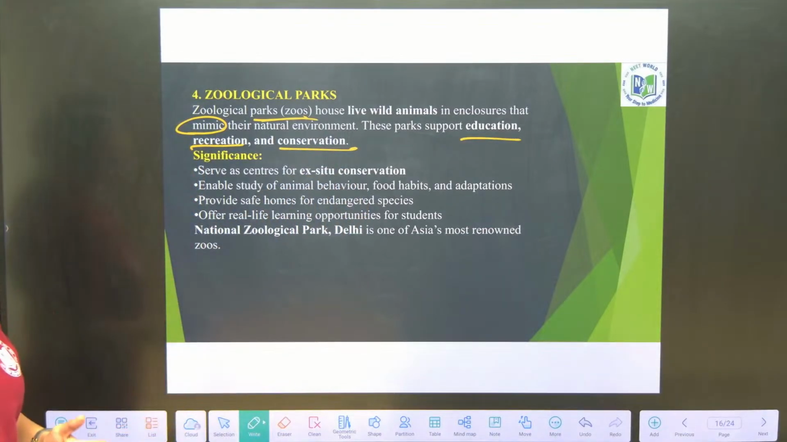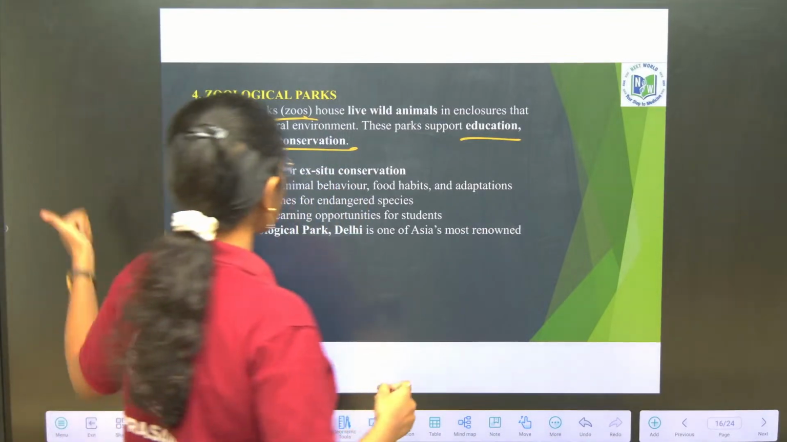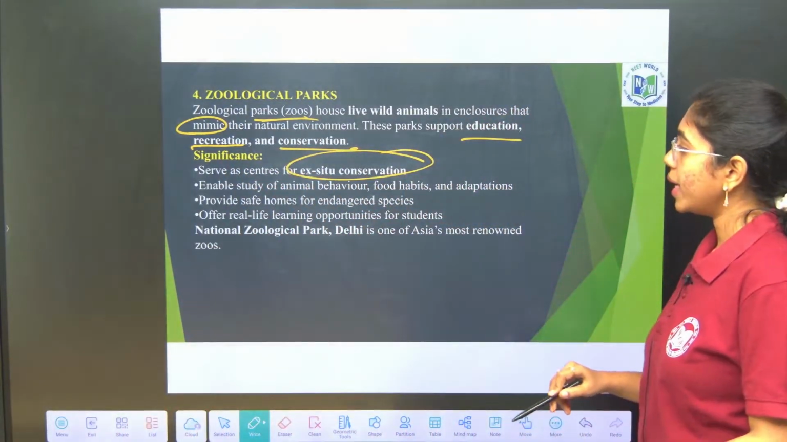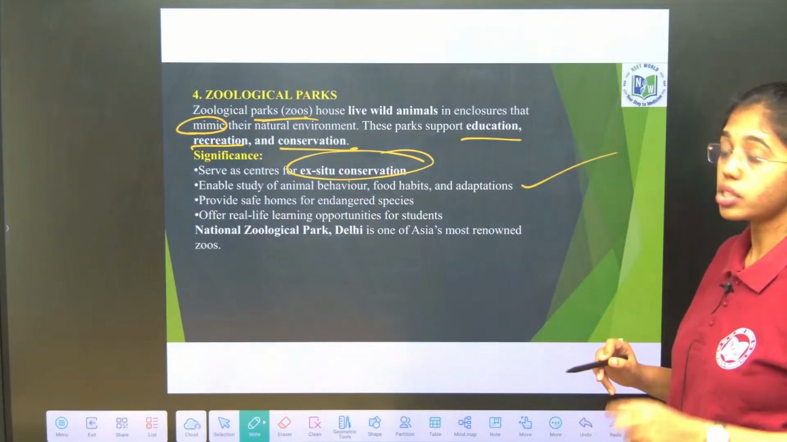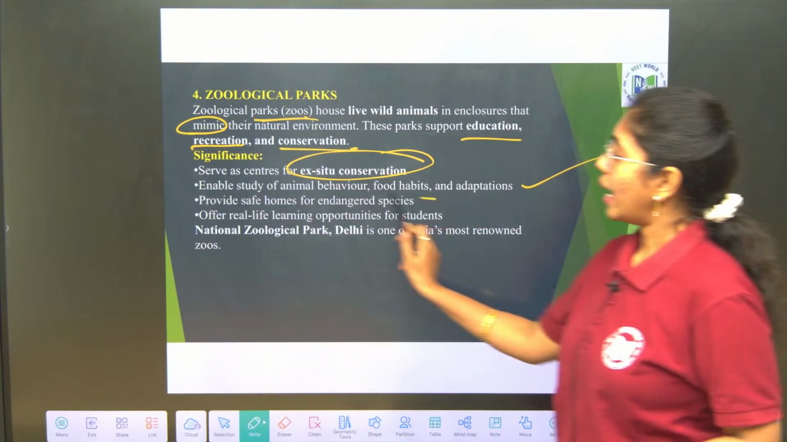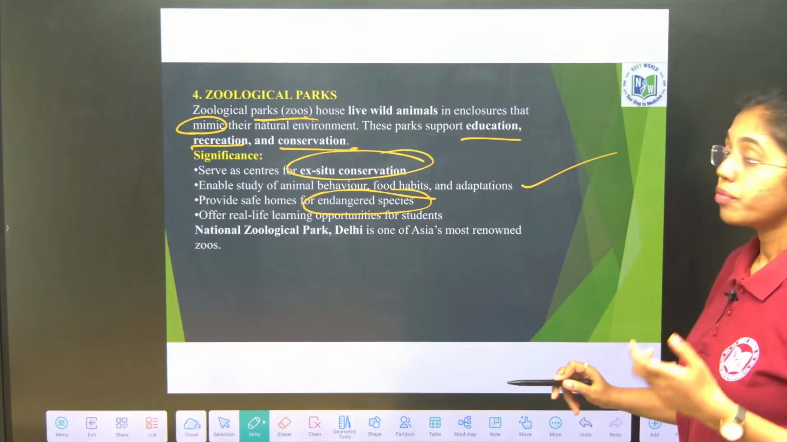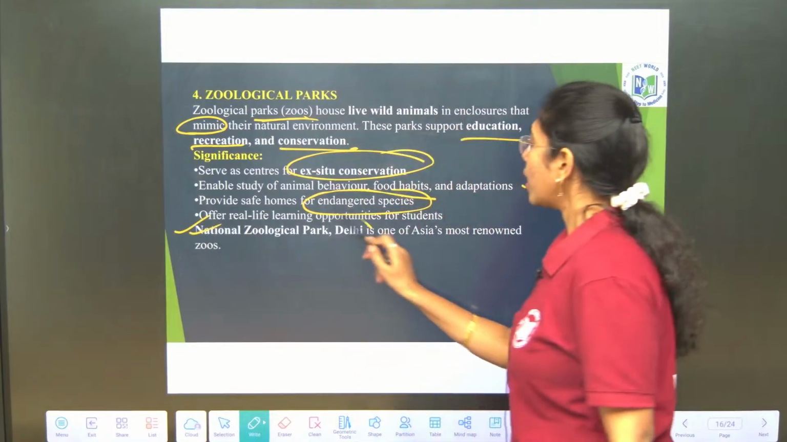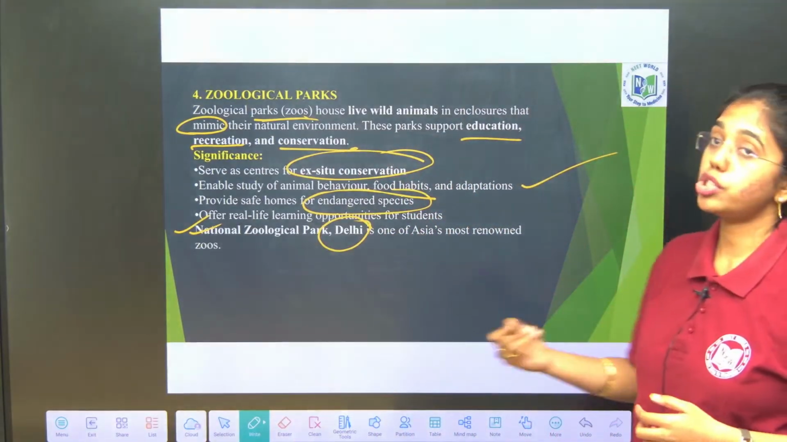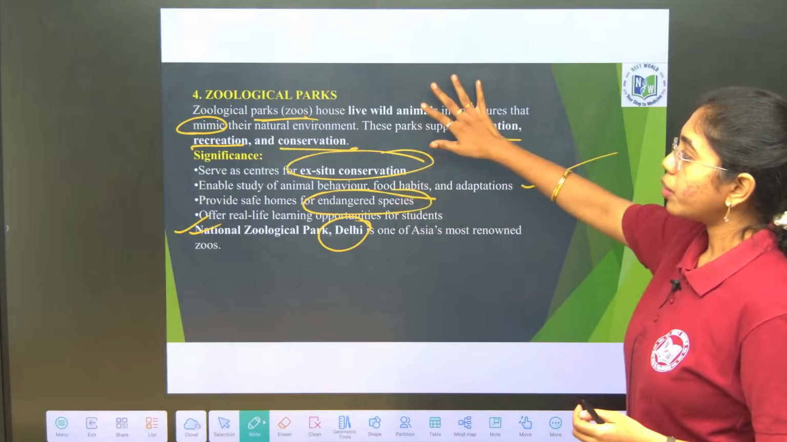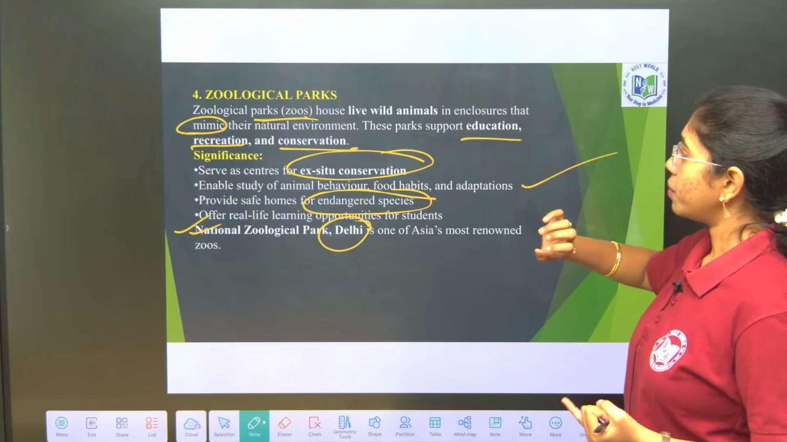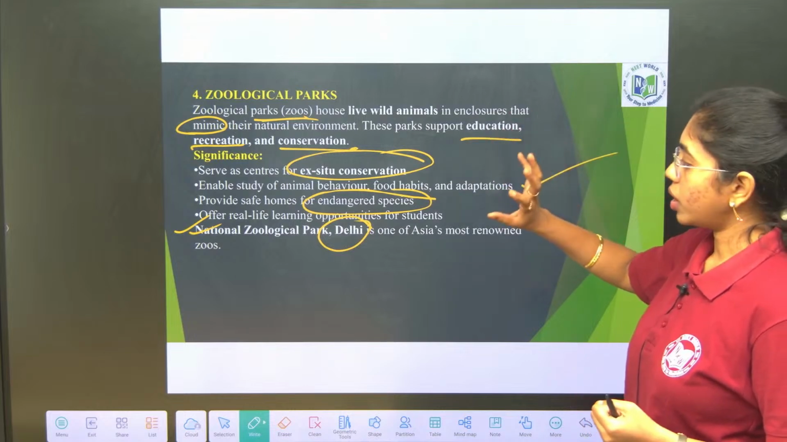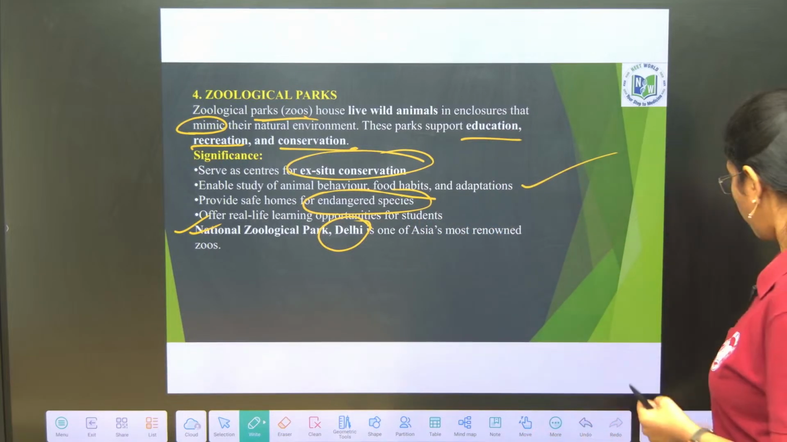What is the significance of zoological parks? They serve as centers for ex situ conservation. They enable study of animal behavior, food habits and adaptations. They provide safe homes for endangered species, and a prominent zoological park you can note is the National Zoological Park, Delhi, one of Asia's most renowned zoos. Here you have to remember that it serves as ex situ conservation, what all animals are kept in zoological parks, and what the prominent zoological park is.